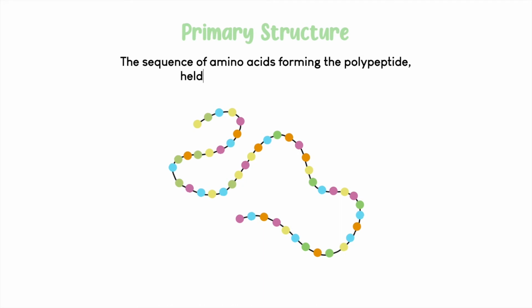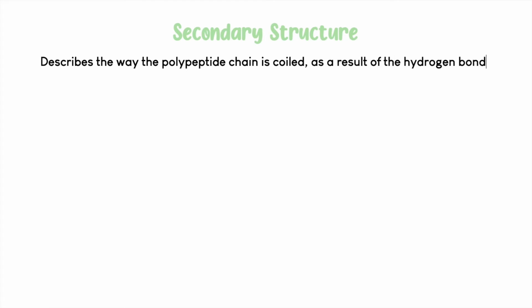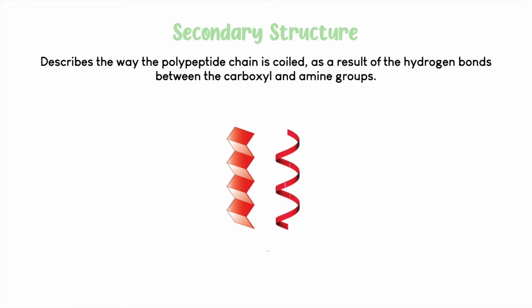The amino acids are held together by peptide bonds. In this diagram, all the circles represent amino acids and the lines in between represent peptide bonds. Next, we have secondary structure. The secondary structure describes the way the peptide chain is coiled as a result of the hydrogen bonds between the carboxyl and amine groups. They can be beta-pleated sheet or an alpha helix shape.